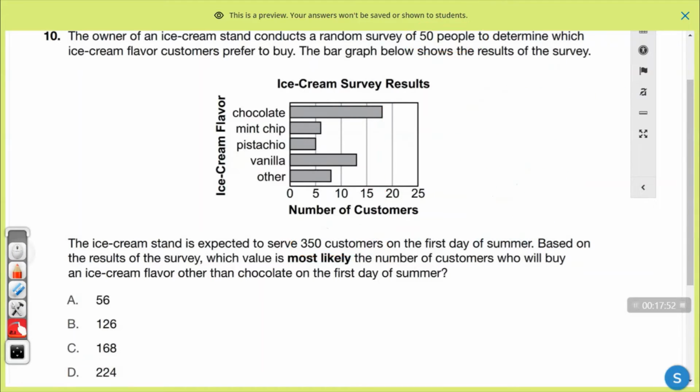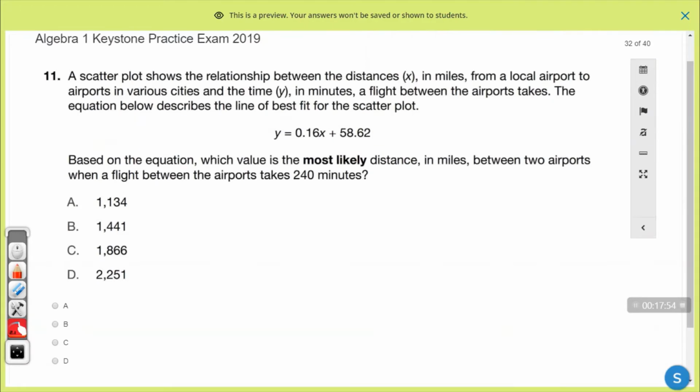All right, let's take a look at our next question. Question 11. A scatter plot shows the relationship between the distance in miles from a local airport to various cities and the time in minutes a flight between the airports takes. The equation below describes the line of best fit for the scatter plot. Based on the equation, which value is most likely the distance in miles between two airports when a flight between the airports takes 240 minutes?